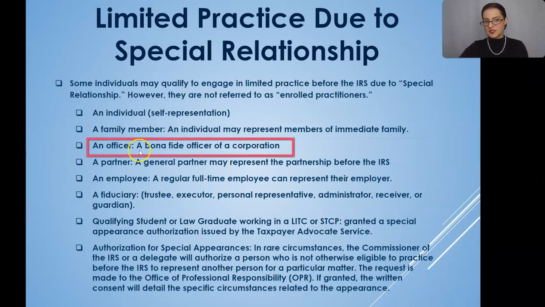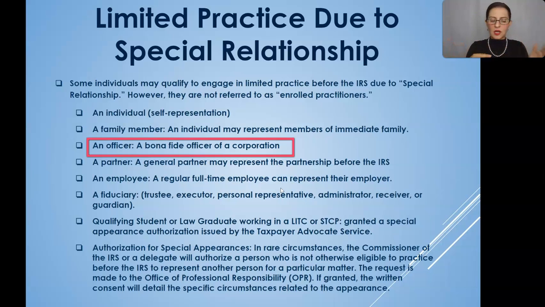Number 3 is an officer. This would be a bona fide officer of a corporation. Note that this does not say shareholder. A shareholder of a corporation cannot represent a corporation before the Internal Revenue Service unless that shareholder is also an officer. And by officer, we're talking about the company president, the vice president, the treasurer, basically the officers that are listed on the annual list of officers.